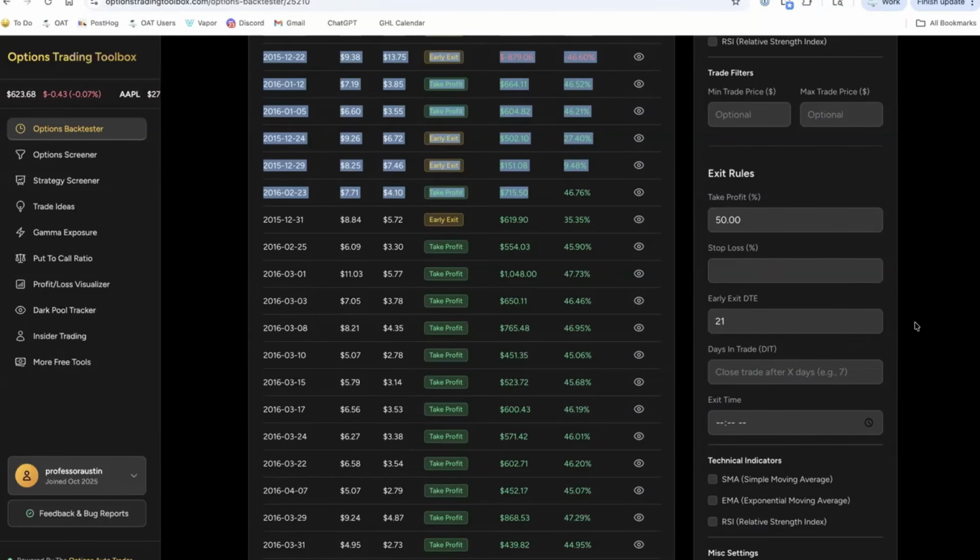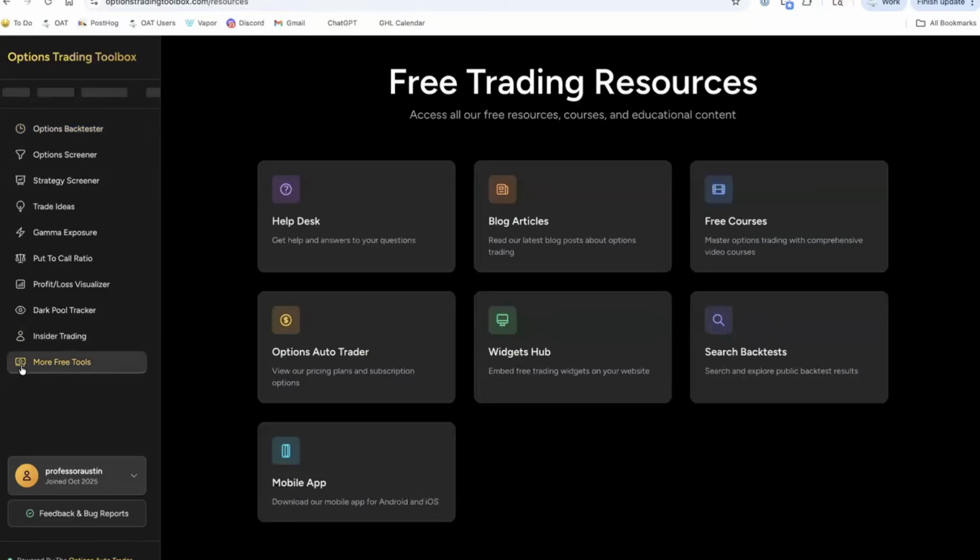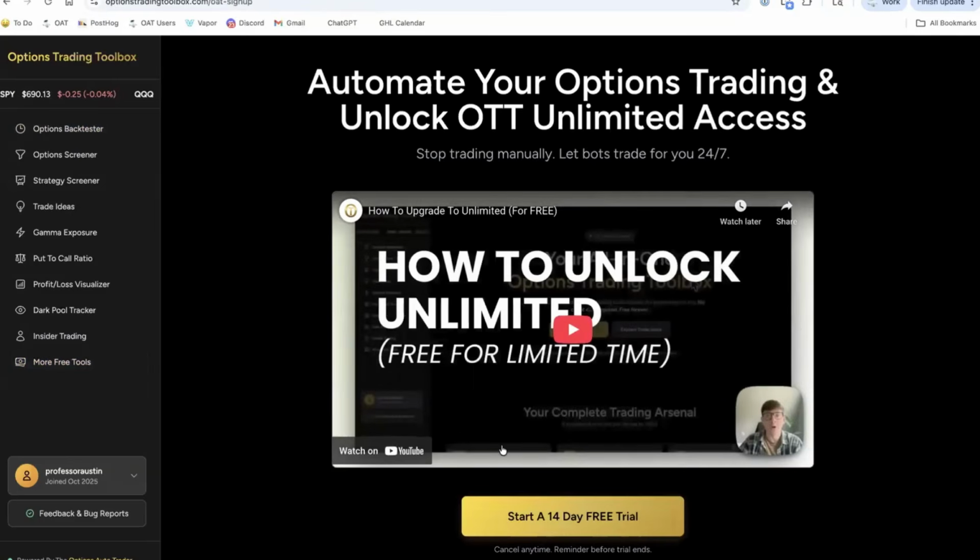Charlie says, do you need a different subscription from OAT? Nope. Any Options Auto Trader subscription works. It means you'll unlock bots, you'll be able to do stuff like that, but you'll also get unlimited access to the options trading toolbox as well. Again, you can still completely use this tool for free without ever using the Options Auto Trader. If you do want to unlock unlimited access and things like that, you can start a 14-day free trial by going to more free tools, Options Auto Trader, and starting a 14-day free trial there.